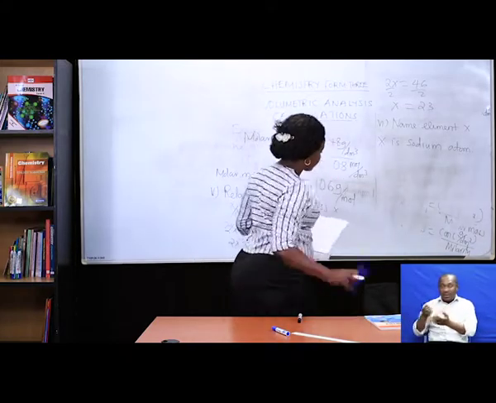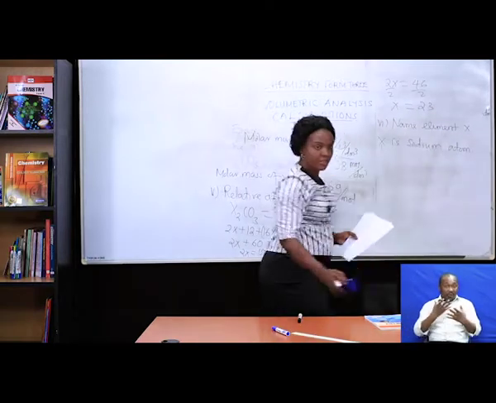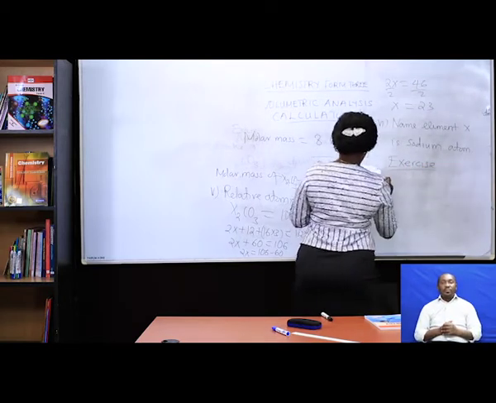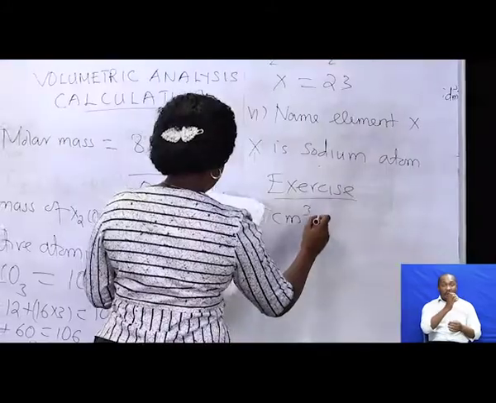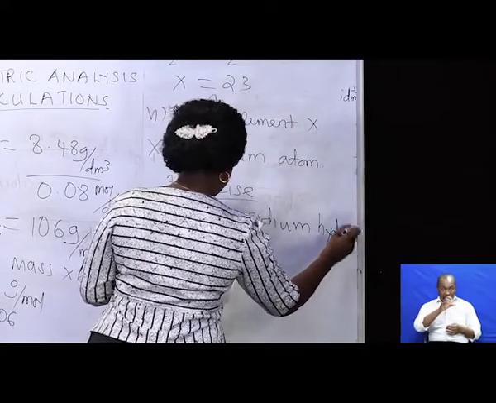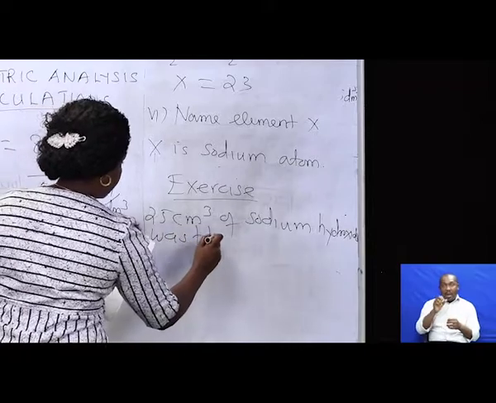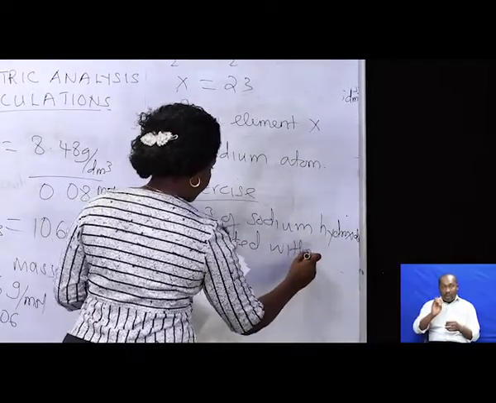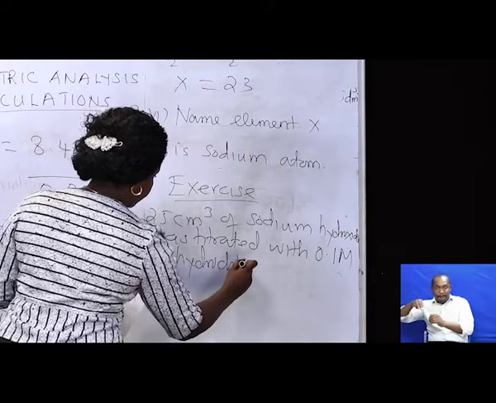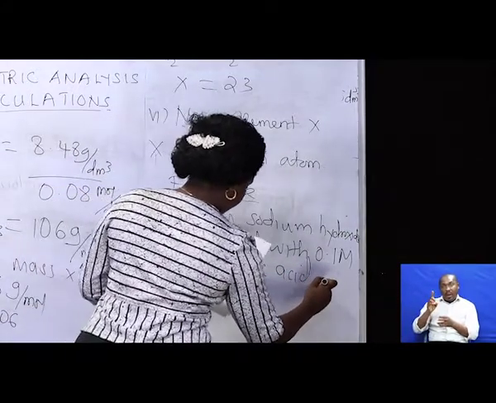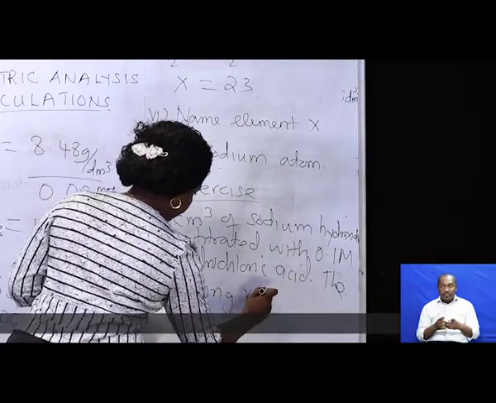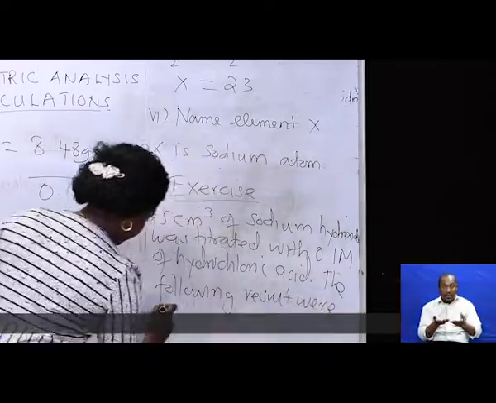Before I finish, I'll give you a simple question. Try this exercise. 25 cubic centimeter of sodium hydroxide was titrated with 0.1 M of hydrochloric acid. The following results were obtained.